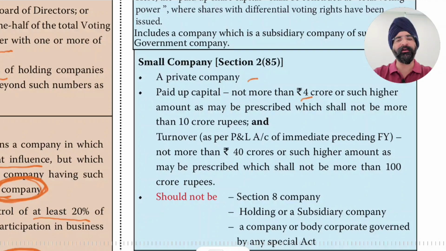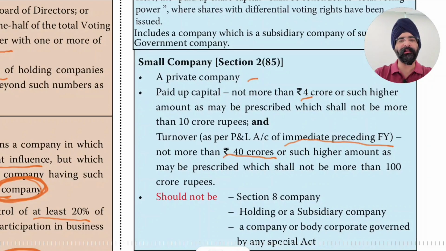Okay. And turnover. Turnover as per P&L account of immediate preceding financial year. Here it is written immediate preceding financial year. It may be that the financial year has ended, however, audit is not yet completed. But we have to take turnover of the immediate previous financial year. So turnover is not more than 40 crores or such higher amount as may be prescribed, which shall not be more than 100 crore rupees. Earlier this 40 crore was 20 crore. This may fluctuate up to 100 crores.